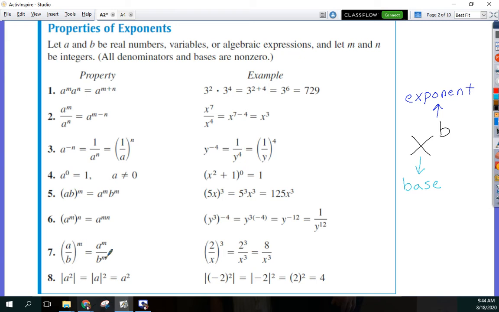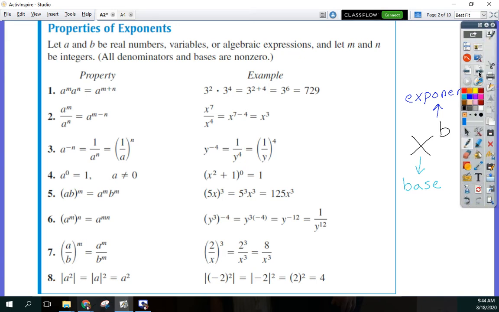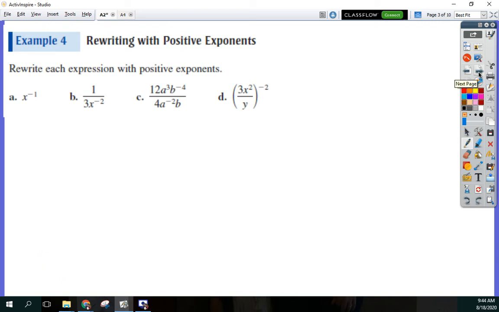On number 6, anytime that we raise a power to another power, we multiply those two powers. And lastly, this one doesn't come up as much, but on number 8, if we have an exponent of 2 and we have absolute values, we can take that squared outside of the absolute values. So let's look at some examples with our exponent properties.